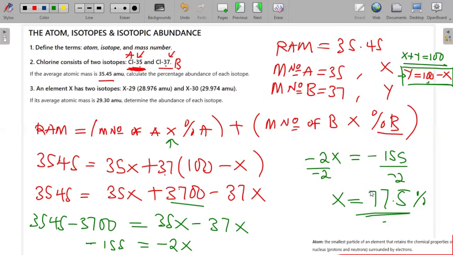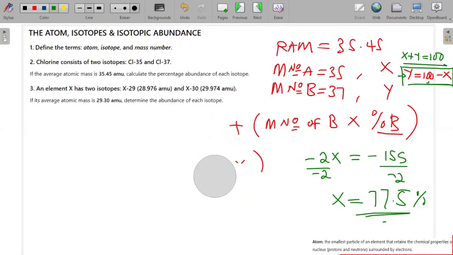Okay, so don't make the mistake that I did. Make sure you divide the abundance percentage by 100, and then you can find your answers like that. So we found the percentage for X, it's 77.5, meaning we can easily now find the percentage for the Y. So let's find the percentage for the Y.